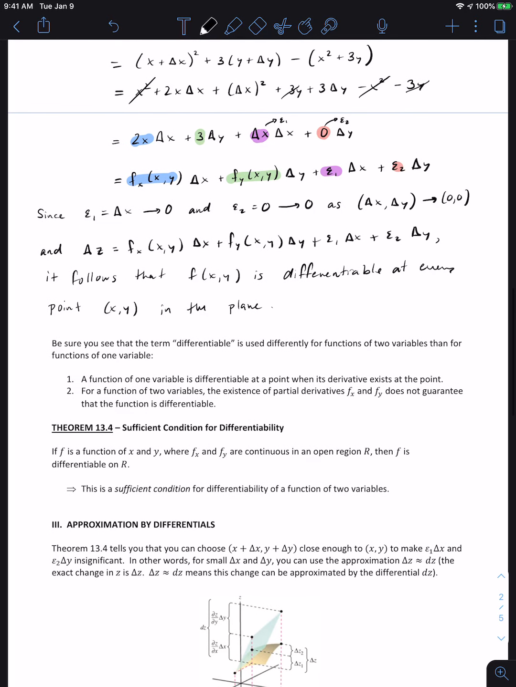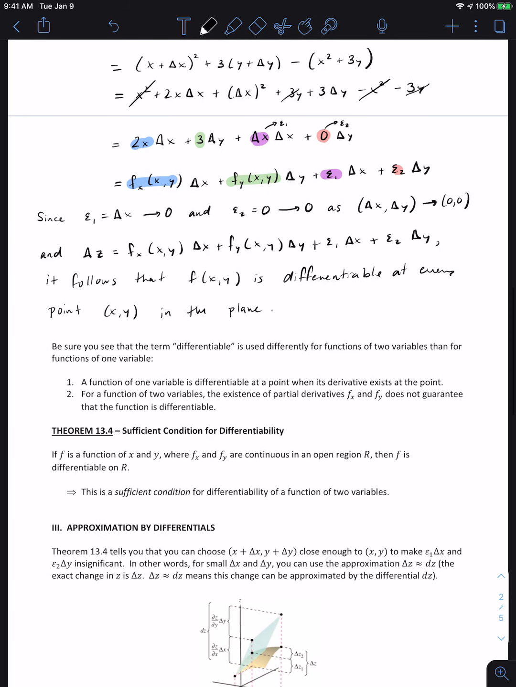Okay, so one thing to be sure of here, be sure that you see that the term differentiable is used differently for functions of 2 variables than for functions of 1 variable. The one we're most used to, functions of 1 variable: a function of 1 variable is differentiable at a point when its derivative exists there. If I asked you if a function was differentiable at some point, you would find the derivative, try to plug in that point, and see whether it exists, so yes it is, or nope, it doesn't exist, like I have something over 0, so the derivative does not exist there.